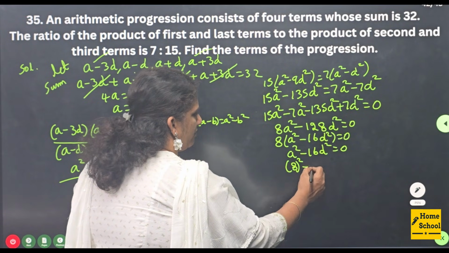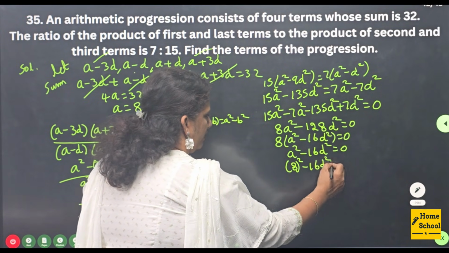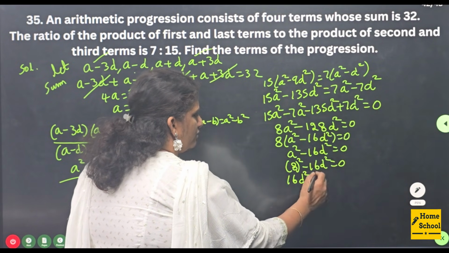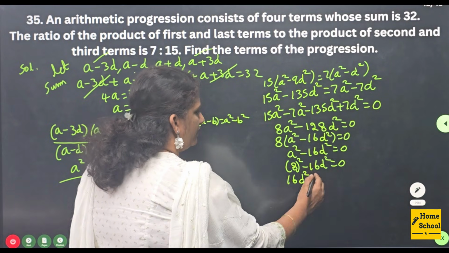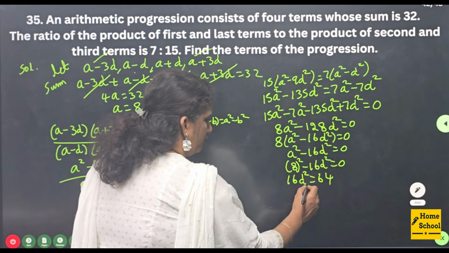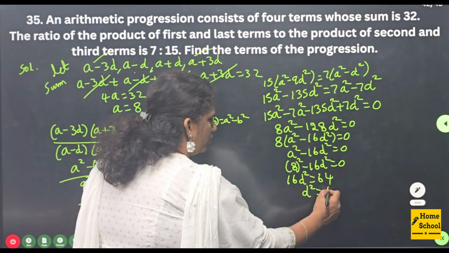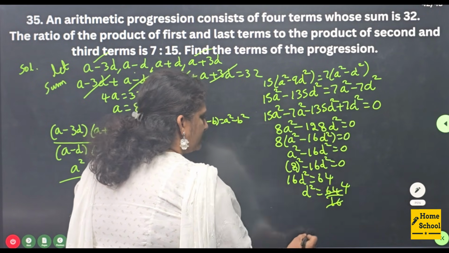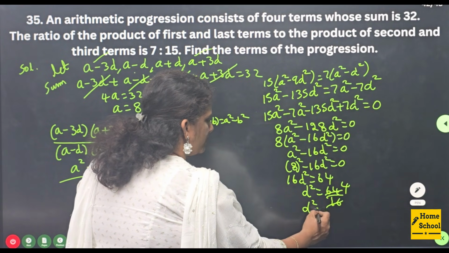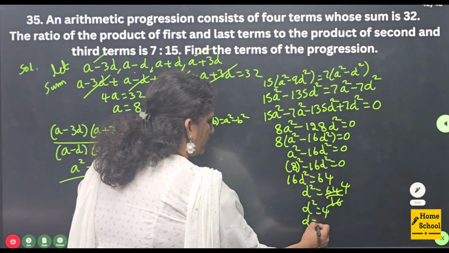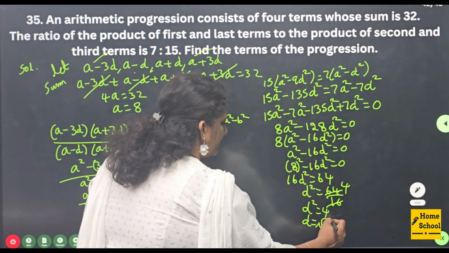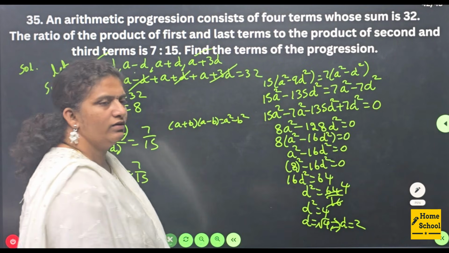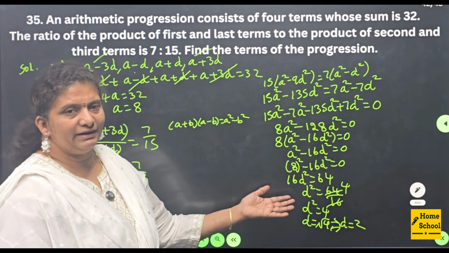8 whole square minus 16d². Now send the 16d² this side. 8 8s are 64. d² is equal to 64 by 16. 16 4s are 64. d² is equal to 4, then d is equal to square root of 4, that is d is equal to 2. We got a and d.